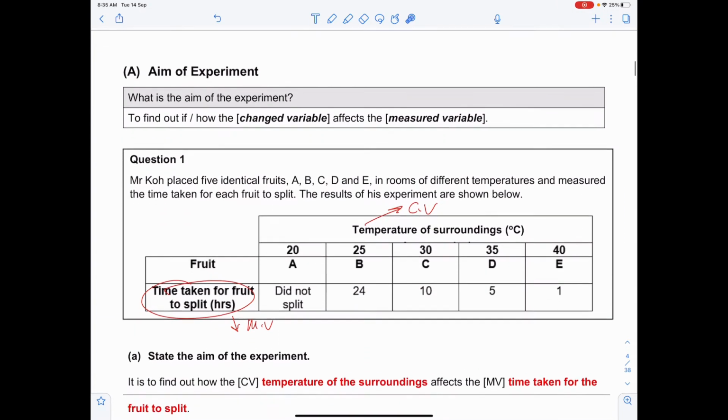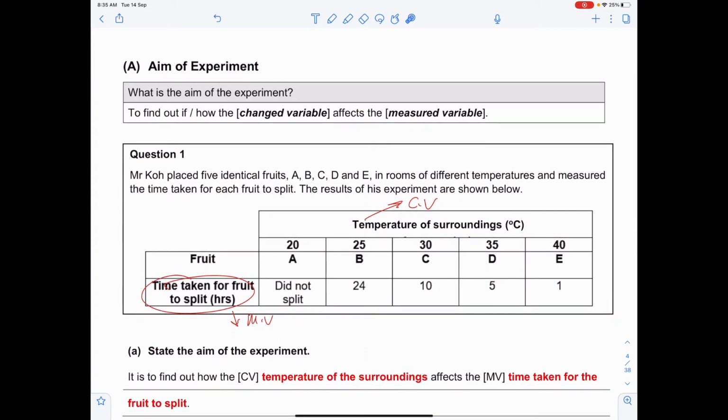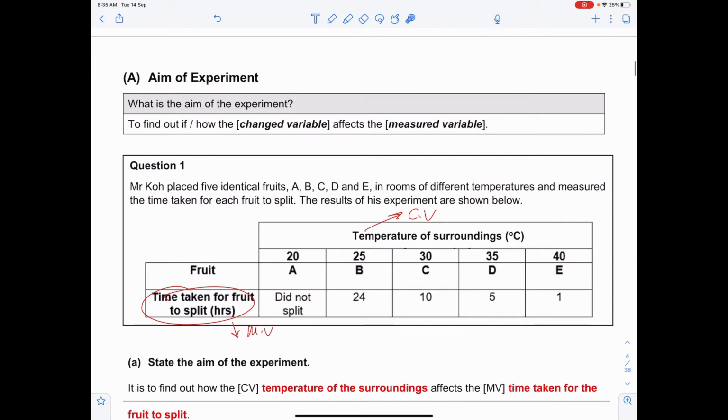So for example, the first one, let's move on. Okay, so the aim of experiment. Now, the question will look like, what is the aim of the experiment? So the framework to use is to find out if the change variable affects the measured variable. So what is the change variable? You will need to fill this in based on the question. Same with the measured variable.